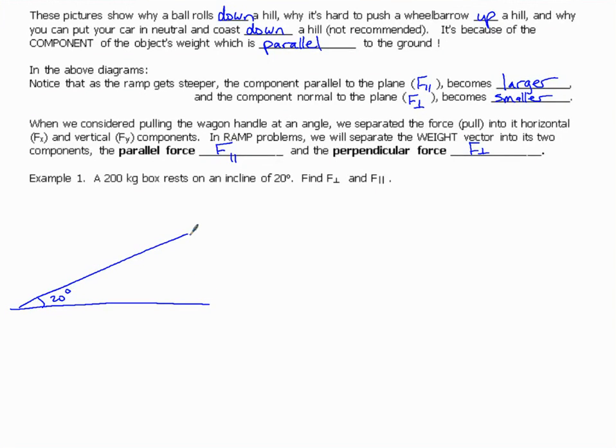And let's go ahead and make this a right triangle. So we've got a vertical and horizontal. And we'll put our object on here. So here is the object. It is a 200 kilogram box.